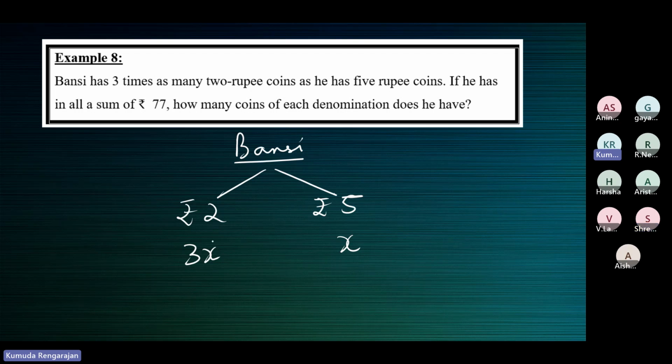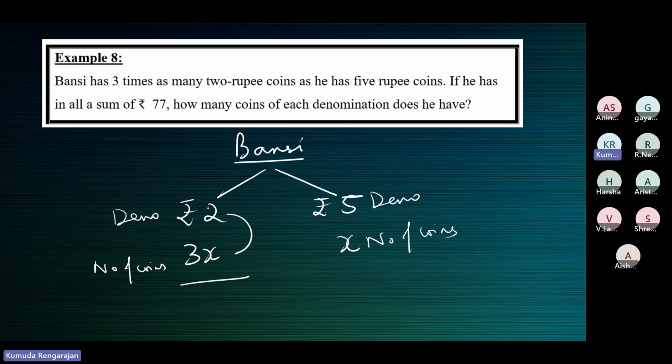Now we know that the denomination into the number of coins is the value of money. This is the denomination. This is the number of coins: 3x coins, x coins. When you multiply the denomination by the number of coins, you get the value of money. So what's the value of all the 2 rupee coins? 2 into 3x, 6x rupees. And what is the value of all the 5 rupee coins? 5 into x, 5x rupees.